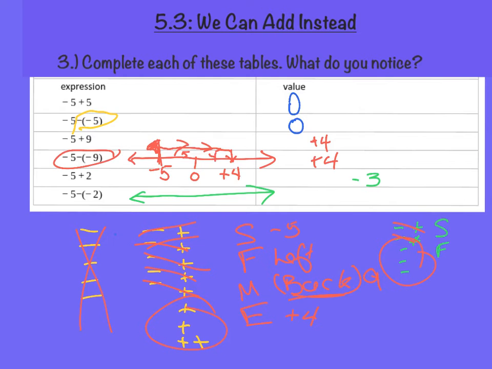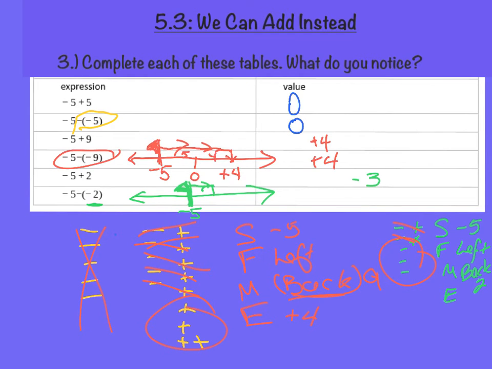So start, face, move. I'm going to start at -5. I'm going to face to the left. I'm going to move back 2. So where am I going to end? I am starting at -5, right? I'm facing, of course, to the left because I'm subtracting. And that number is negative, so I'm moving back, which is in the other direction. And I'm moving back 2.